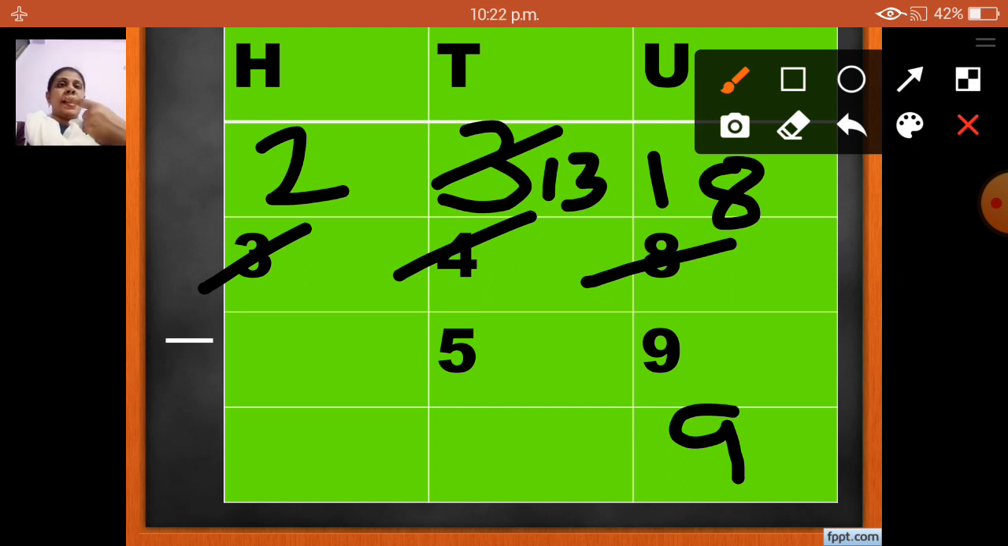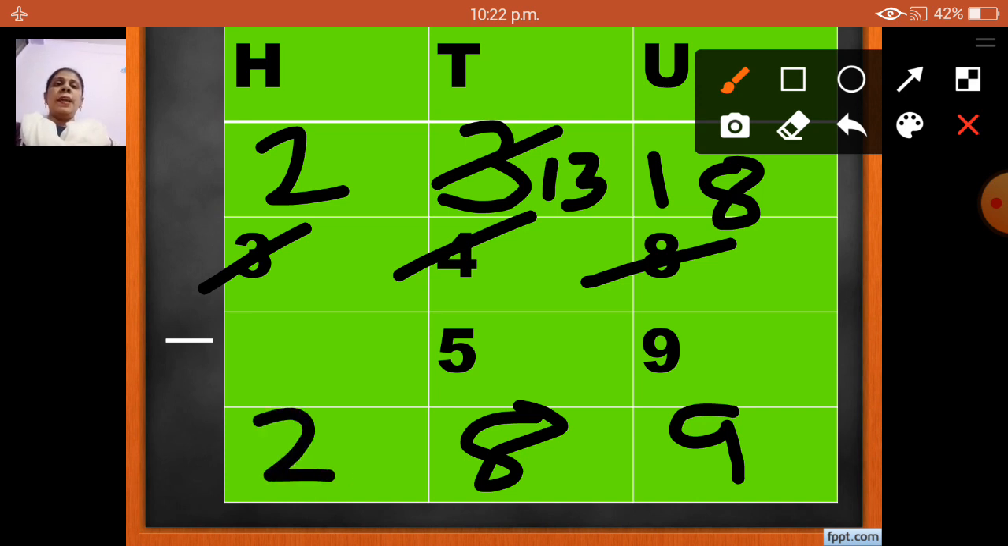After 5, 6, 7, 8, 9, 10, 11, 12, 13. So how many fingers? 8. So 13 minus 5 is 8. Now below 2 there is no number. So we will consider it as 0. So 2 minus 0 will be 2. So when we subtract 348 minus 59, we get our answer 289.